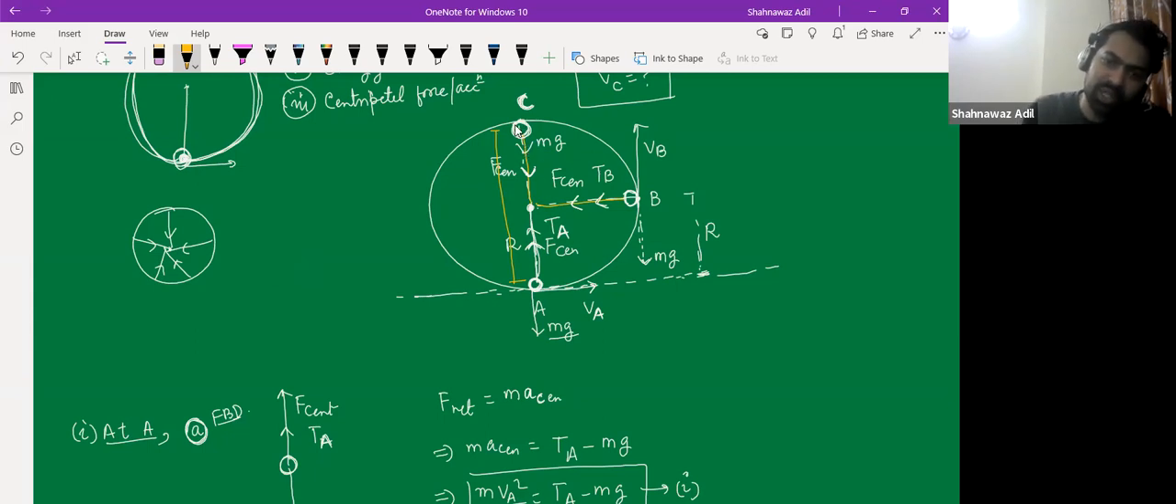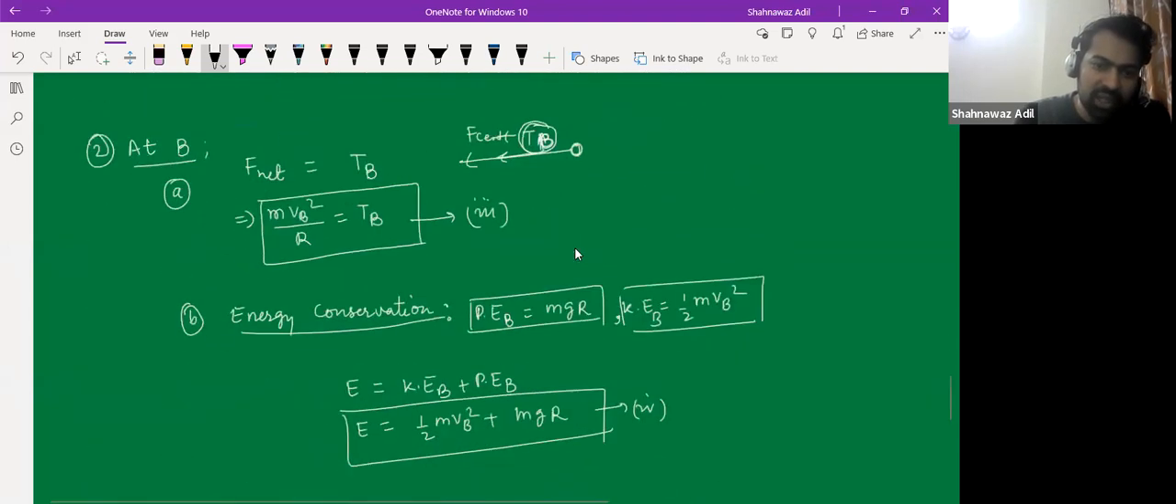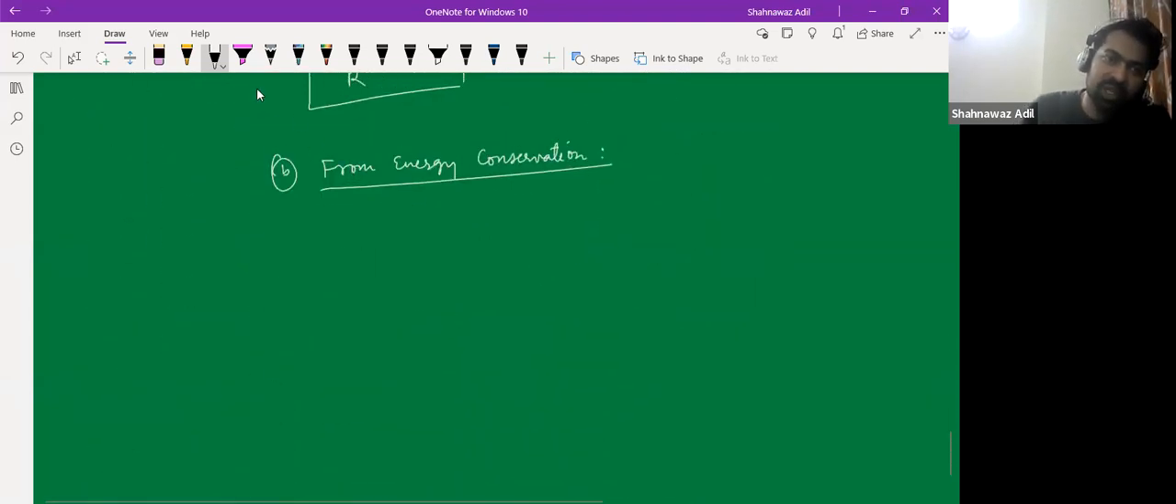So, what would be the potential energy at this point? This is at what height? This is R. This is R. So this is at 2R height, and then potential energy would be mg into h. H is 2R. So potential energy at this point would be how much? Potential energy at C, that would be mg into 2R. So 2mgR.